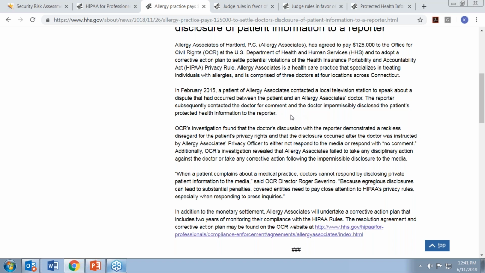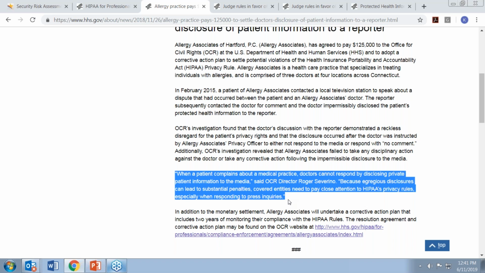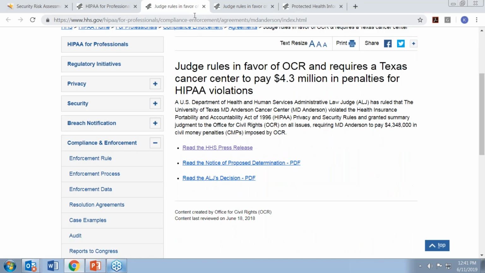So I tell my clients this all the time, and some of you may have heard it from me. If you have a patient who reviews you on Yelp or some other platform, you cannot discuss, even if a patient brings it up, their protected health information. It's not a level playing field. It's not fair. But here OCR says it, the director himself, Roger Severino: when a patient complains about a medical practice, doctors cannot respond by disclosing private patient information to the media, because egregious disclosures can lead to substantial penalties. Covered entities need to pay close attention. I mean, this is hardly fair. I'm sure the doctor was smeared really well by this patient.